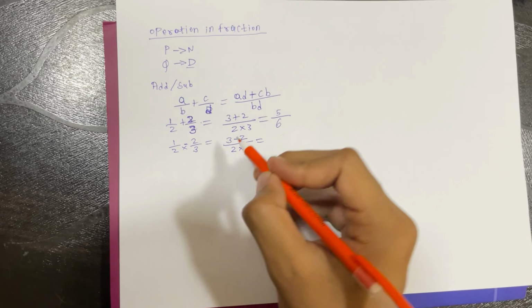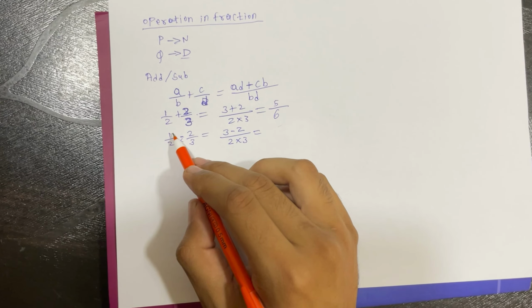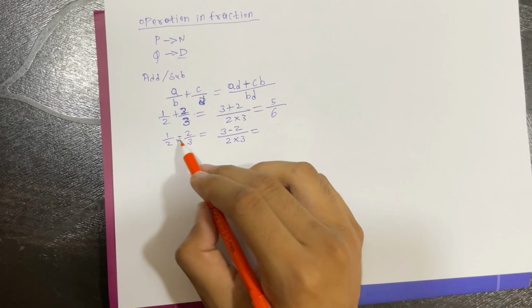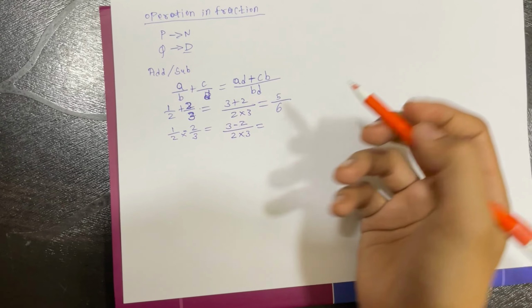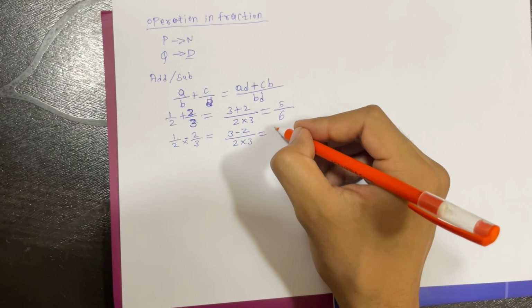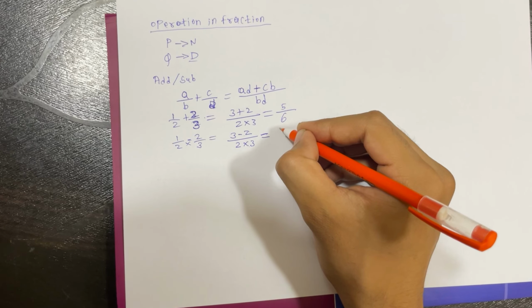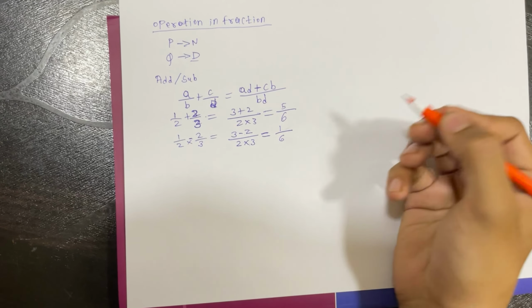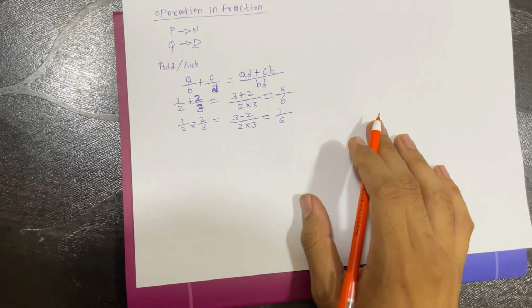So in this way, the subtraction of 1 by 2 minus 2 by 3 and its cross multiplication is 3 minus 2 upon 2 into 3, that is equal to 3 minus 2 is 1, right? And 2 into 3 is 6. So the subtraction value is 1 by 6.